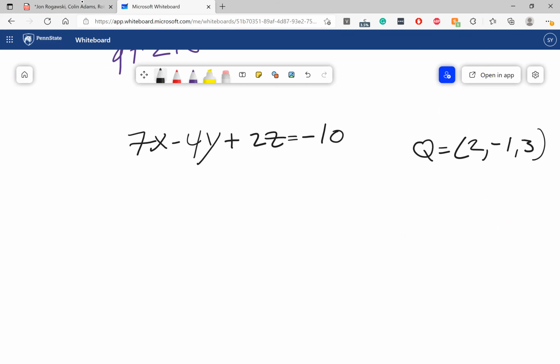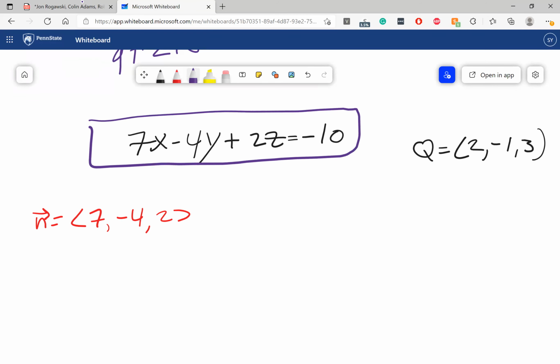Yes, I'll use that as the point of the plane since the parallel plane has the same normal vector. Perfect. And similarly with the origin. So we can say my normal vector now is equal to 7, negative 4, and 2. And any plane that's parallel to this plane right here will have the same normal vector, just going through a different point.